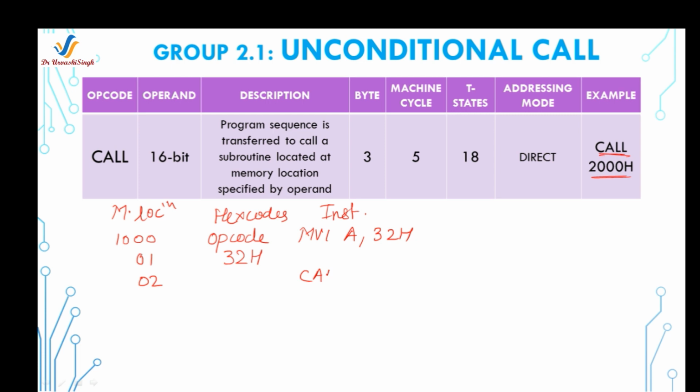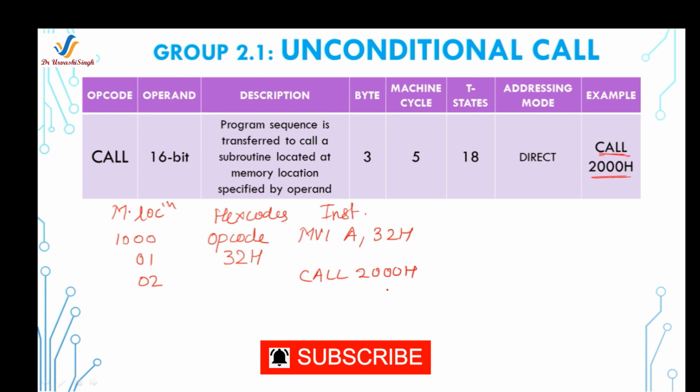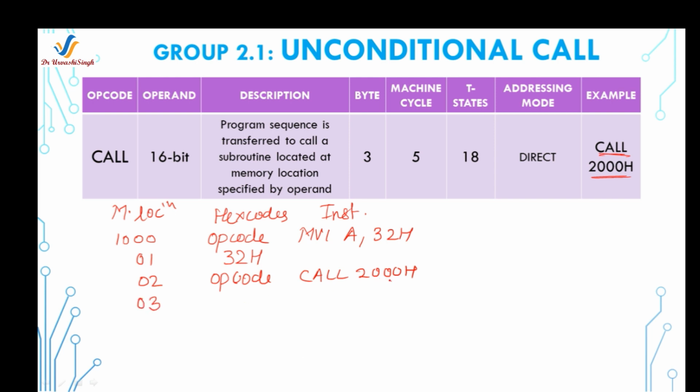Here I am writing the instruction CALL 2000 hex, which means transfer the control or call a subroutine which is located at the location 2000 hex. So now you will provide the opcode for this call instruction, and then at the next memory location you will give the lower 8-bit memory address, that is 00 hex, and at the 1004 memory location you will provide the higher 8-bit address of the memory location at which the subroutine is written.